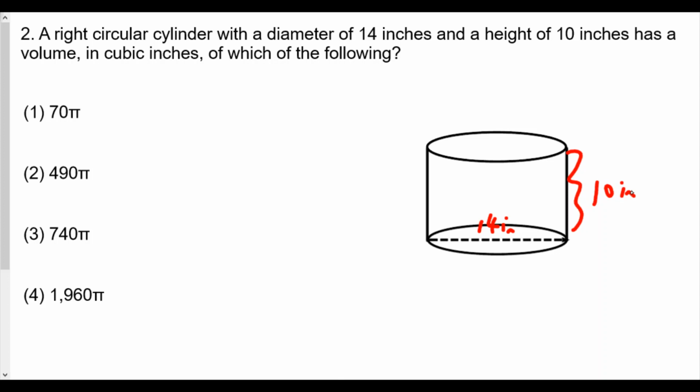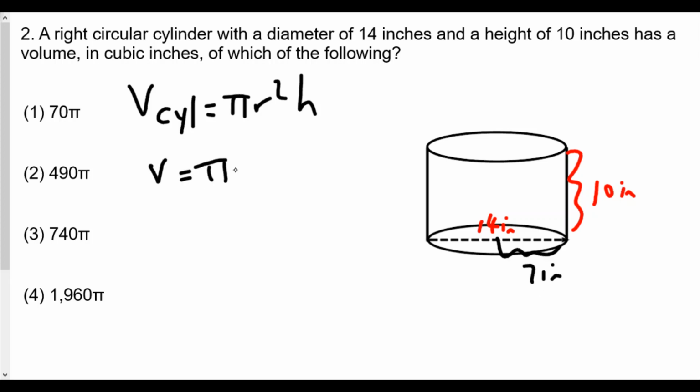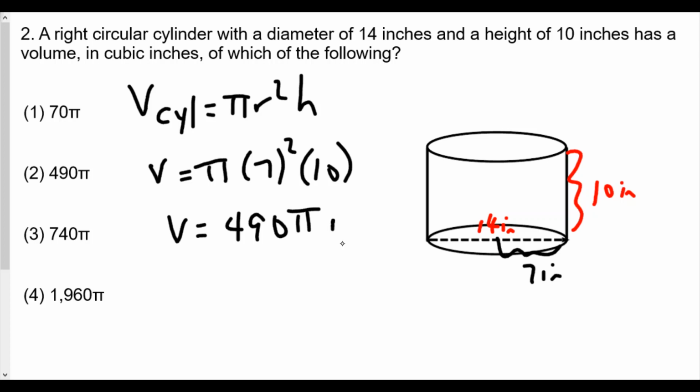Well, the idea now is that the volume of a cylinder is going to be given as the base area, which is pi r squared, that's a circle, times the height. So we need to find the radius. If our diameter is 14, our radius is going to be 7 inches. So the volume of a cylinder is pi times 7 squared times 10. Well, 7 squared is 49, and 49 times 10 equals 490. So our volume really is 490 pi inches cubed. And that'll be choice 2.